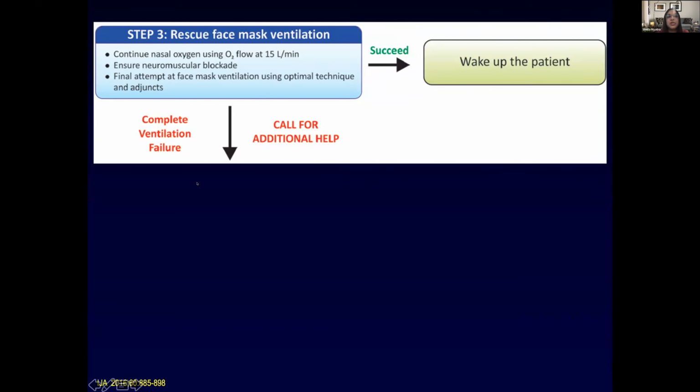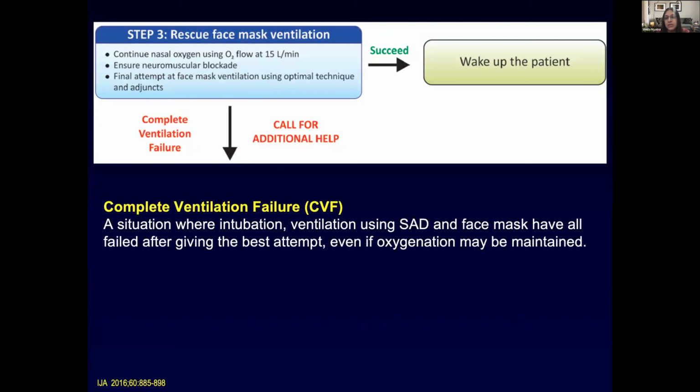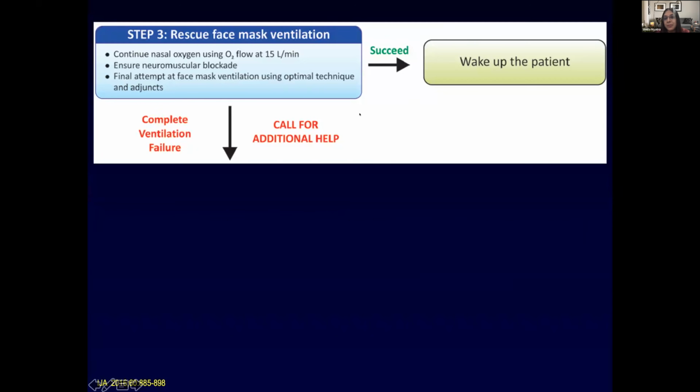Now, this is a situation that we call complete ventilation failure. This is a new terminology that we've coined in India, and I'll tell you why this is a very appropriate terminology. This is probably where we differ from the Difficult Airway Society guidelines, which call it CICO, cannot intubate, cannot oxygenate. Another very unique feature of the Indian guidelines is calling for additional help. Why do we call for additional help? Initially, you called for help when you could not intubate because you wanted an airway expert to come.